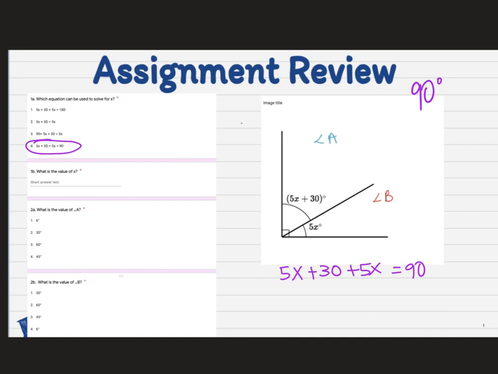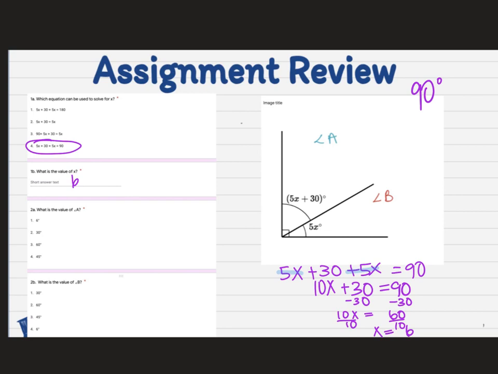Right, for 1b, it asks us to solve the equation. So I'm going to combine my like terms, and I can put together 5x plus 5x, and that's going to give us 10x plus 30 equals 90. Then I would subtract 30 from both sides, and that's going to leave me with 10x equals 60. I divide both sides by 10, and I'm going to get x equals 6 for my answer. So in 1b, what is the value of x? That would be 6.